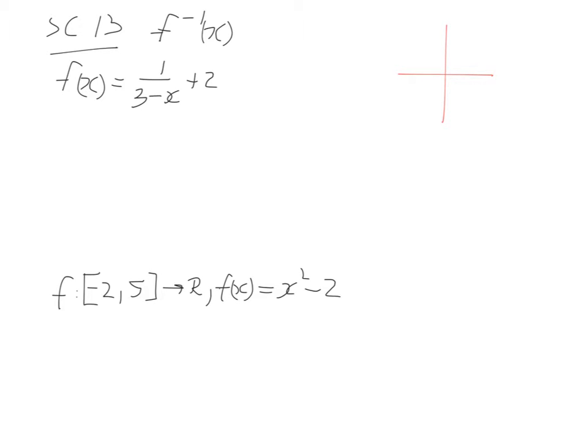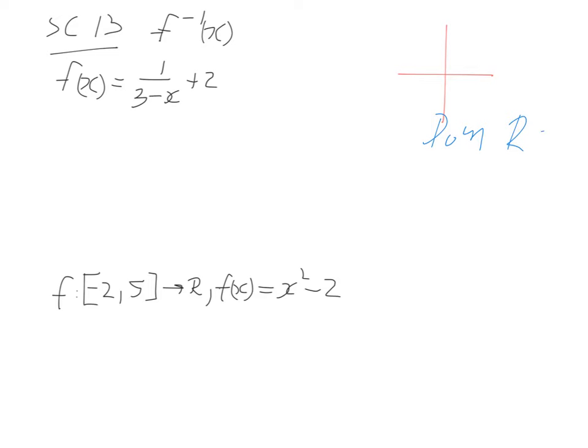So, what we're doing here, we are looking at inverse functions and how to find them. So here's one, f of x equals 1 over 3 minus x plus 2, and then we've got another one, f from negative 2 to 5, so that's our domain, and it's a subset of all real numbers. For this one here, f of x equals x squared minus 2. We're going to play around with this one first, and then this one we're going to go through how to do it.